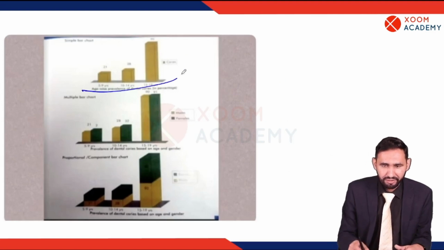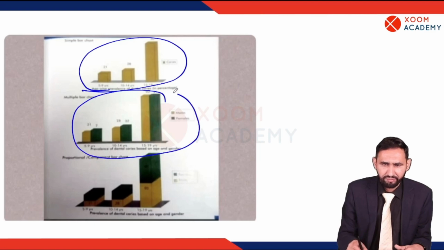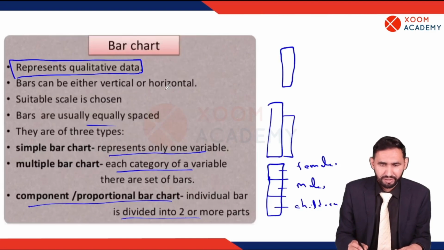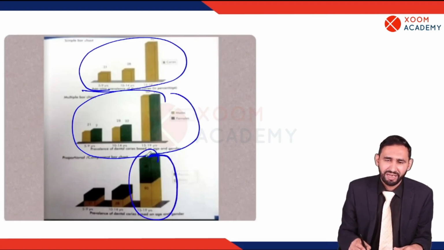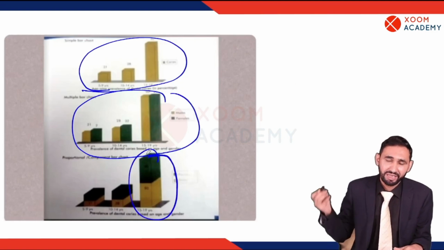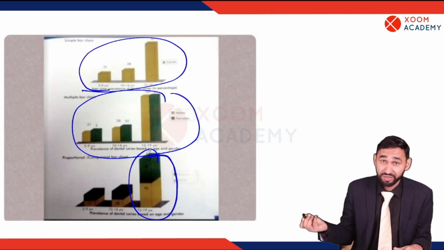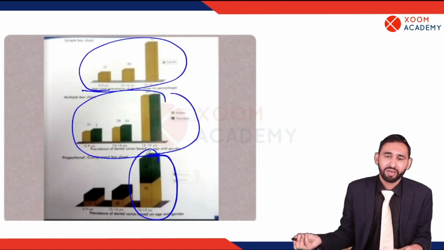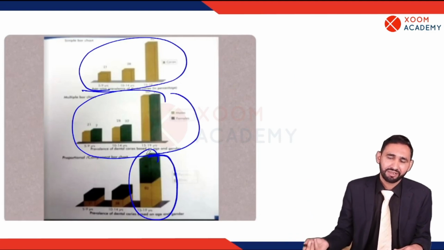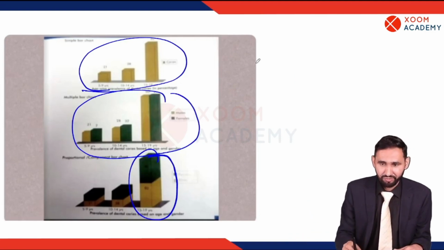Like this is a simple bar chart. Simple bars are given. When you compare two variables, this is a complex or multiple bar chart. And when we divide it into components, this is a component bar chart. So there are three types of bar chart. It can be a university question: simple bar chart, multiple bar chart, and component bar chart. And a bar chart represents qualitative data, so you must remember qualitative data.